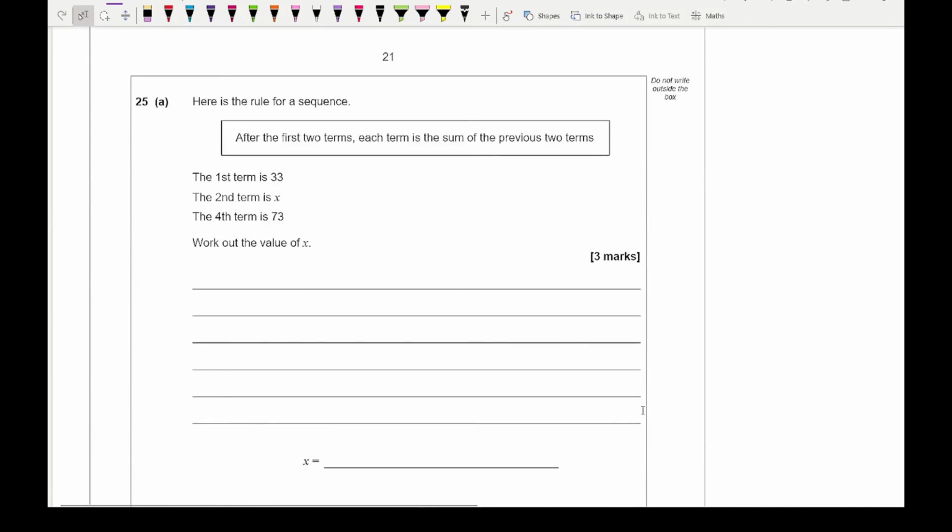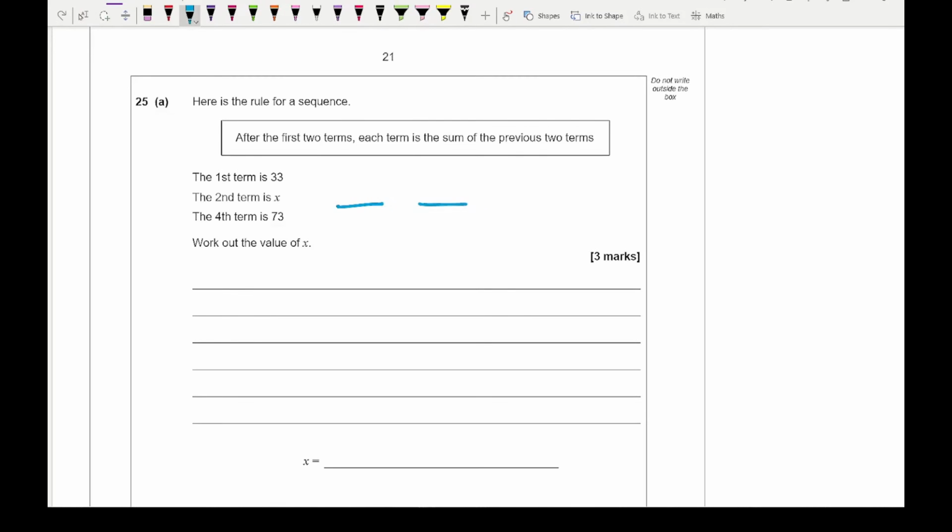Moving on to question 25, it says, here is a rule for a sequence. After the first two terms, each term is the sum of the previous two terms. So in other words, this is looking at a Fibonacci sequence. So the first term is 33, the second term is x, the fourth term is 73. Work out the value of x.